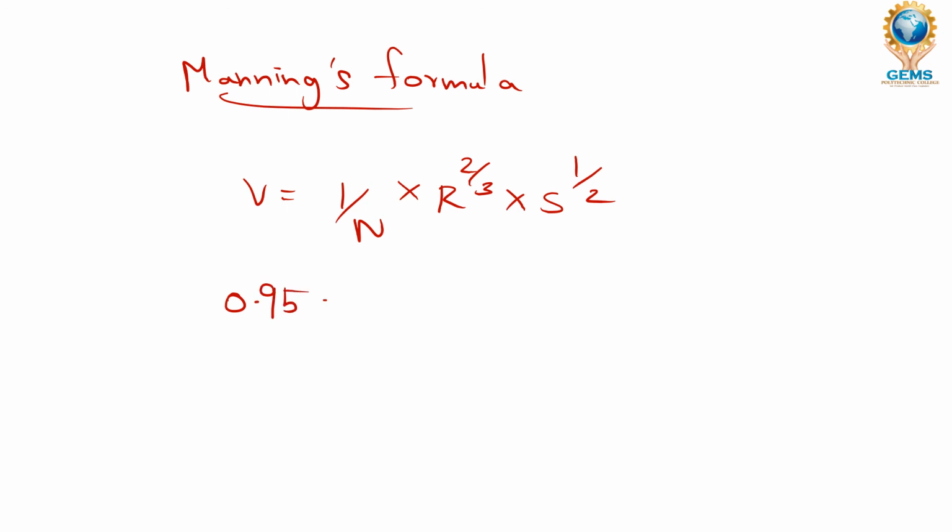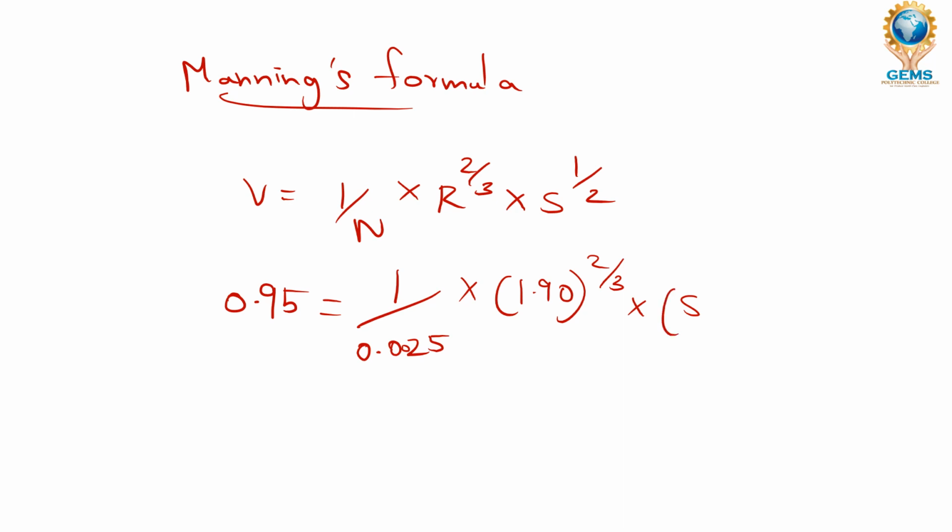We know 0.95 is equal to 1 by n, which is our rugosity coefficient, which is already given in the question itself, which is 0.0025. And we also know the R value, which we have found in the previous slide, which is 1.90 to the power 2 by 3, into S. We don't know the S value. S value is actually 1 in something, but we should find it in fractions, right?